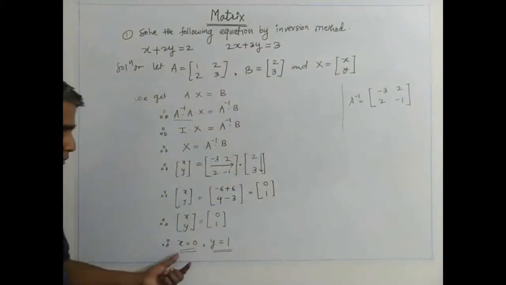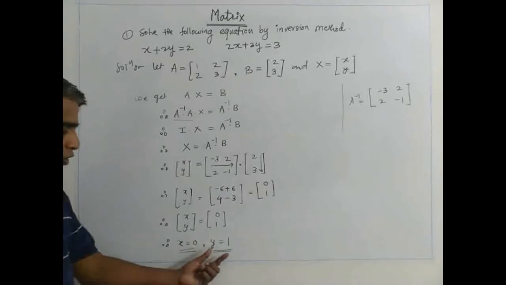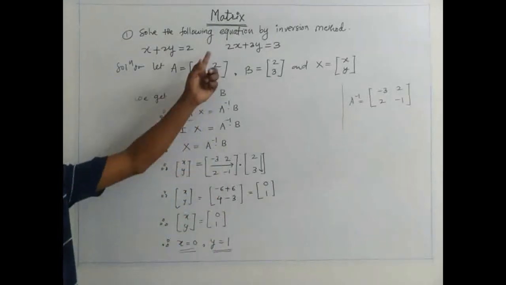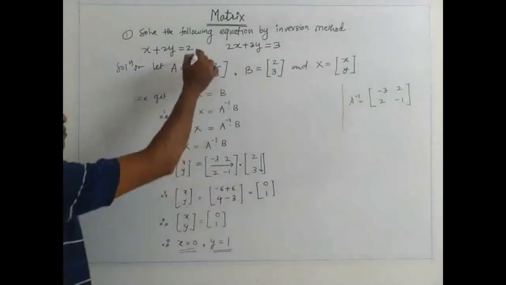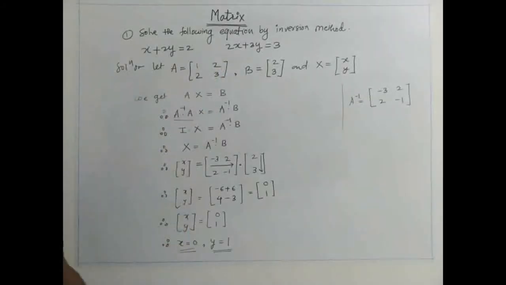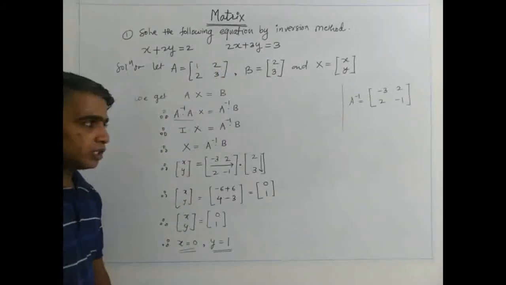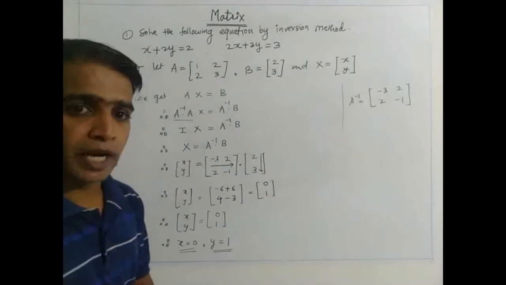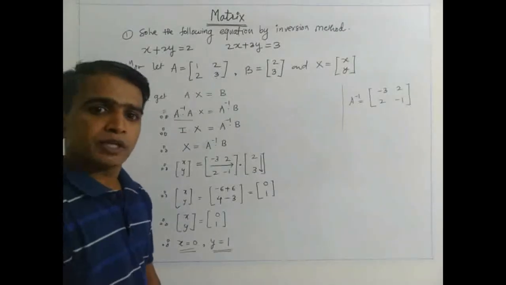So hence we got X is equal to 0 and Y is equal to 1 as the solution of the given equations. So this is a method for finding A inverse. Finding A inverse is our choice: either we will use the adjoint method or we will use the transformation method.